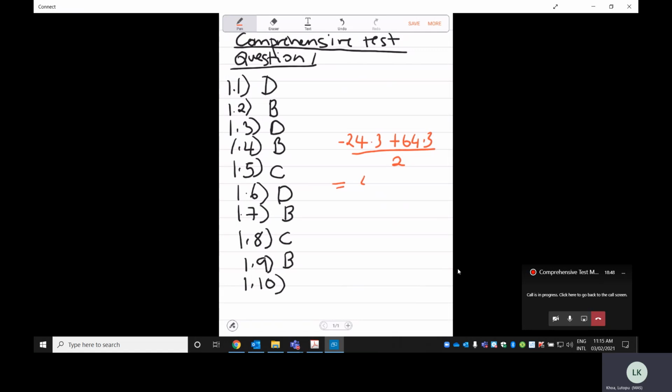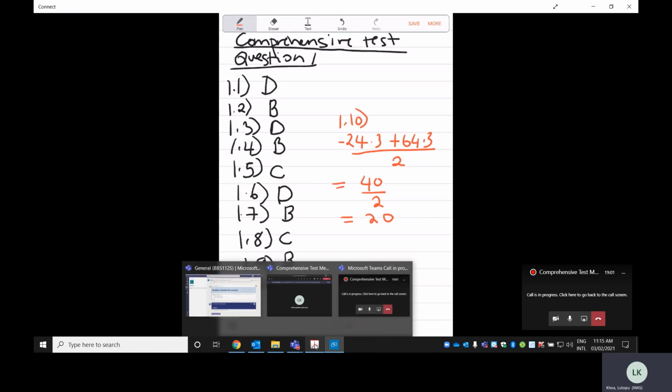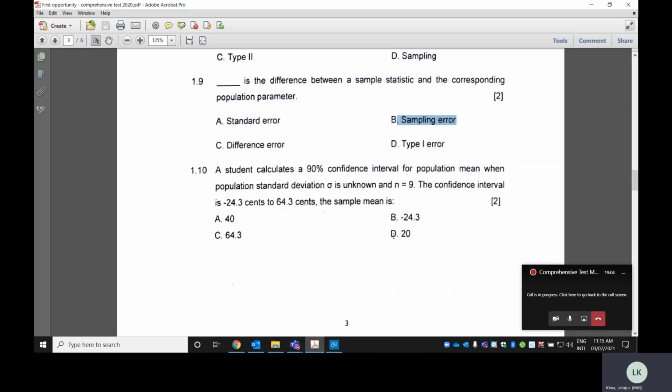Okay, this gives me 40 over 2, and this is equal to 20. So we go back to, let me just label this, this is 1.10. Okay, so we go back to the question, 20 over here, it's option D. So the correct answer is D.